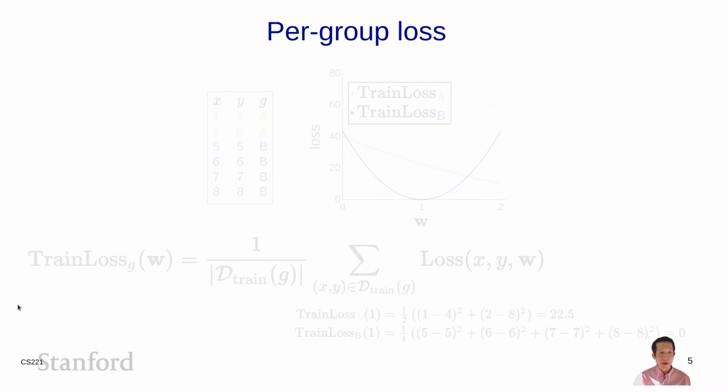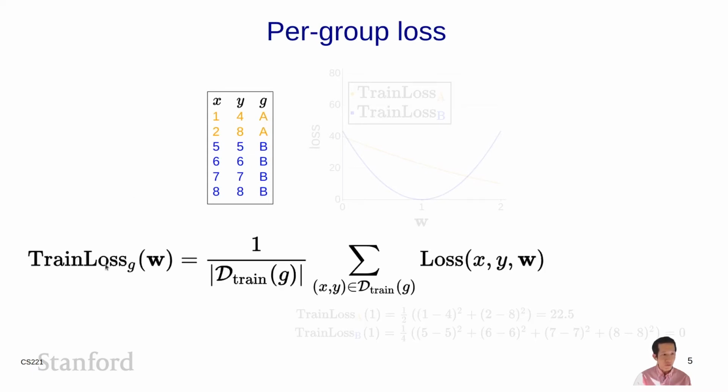So we're going to define a notion of a per group loss. Here's our training set. For group A, what is this loss? And for group B, what's this loss? Formally, we're going to define the per group loss, written train loss sub G for group G, where G can be either A or B, to be the average now over only those examples in that group. This notation, D train of G, is the set of examples in group G, and of the per example loss again.